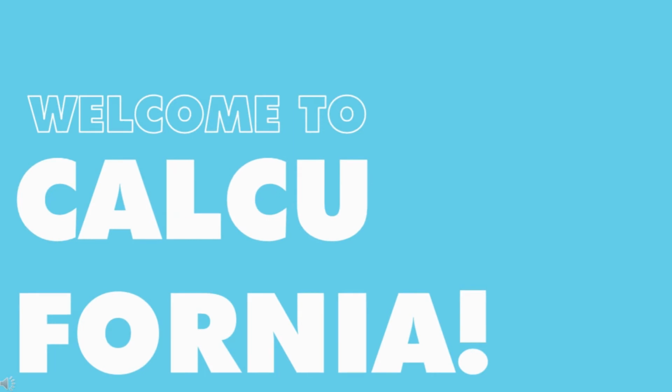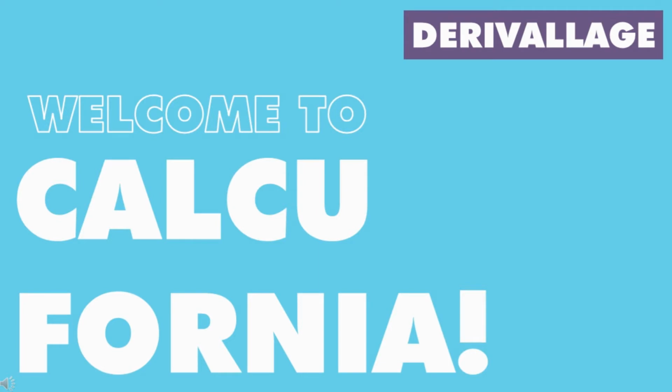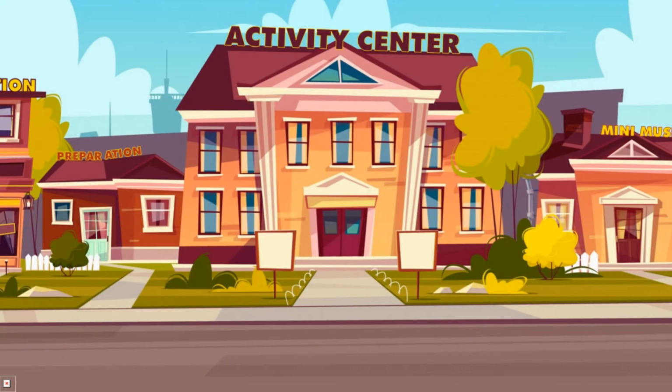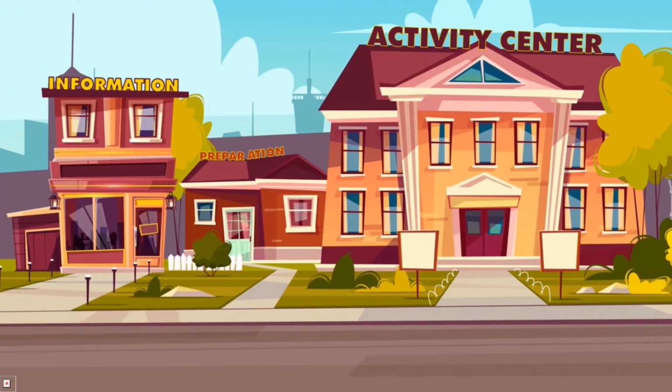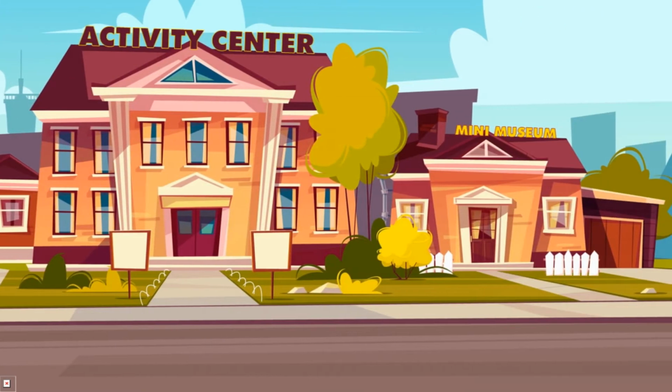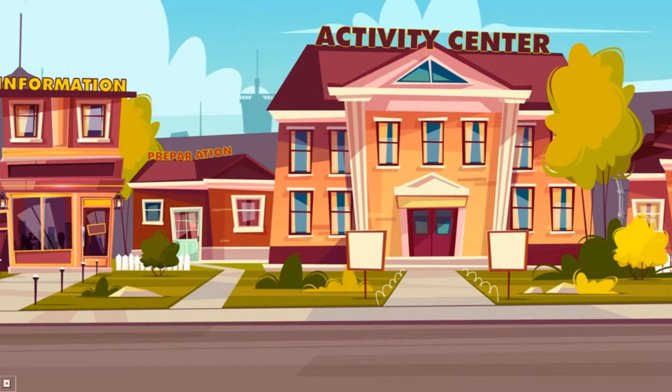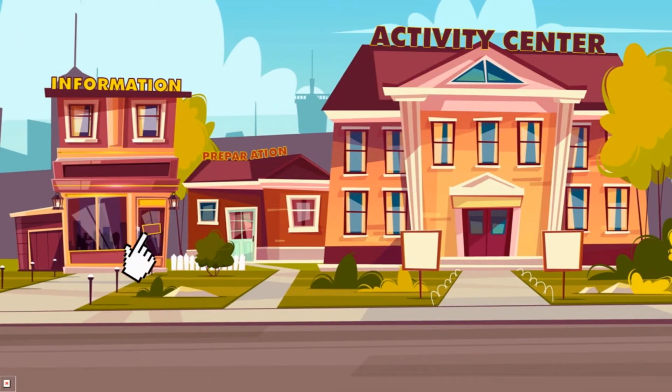Let me take you to the Deriva Village, specifically Rate Street. This street is known for having problems involving related rates. Let me give you a tour. Let's go to the information center first.